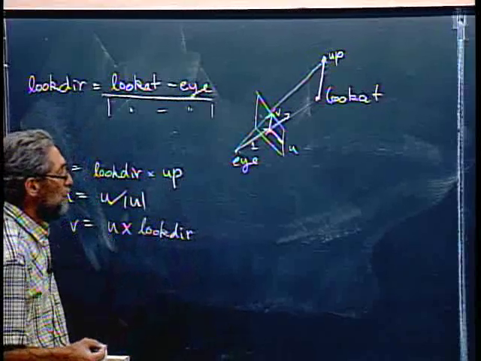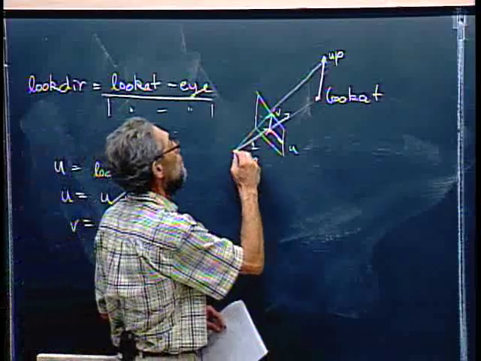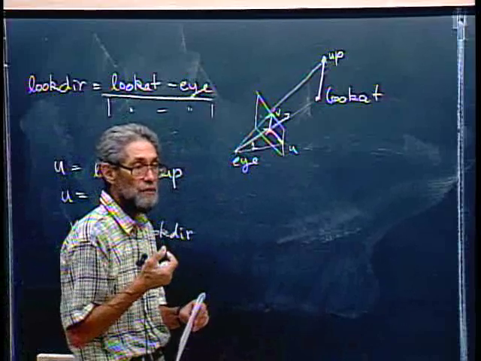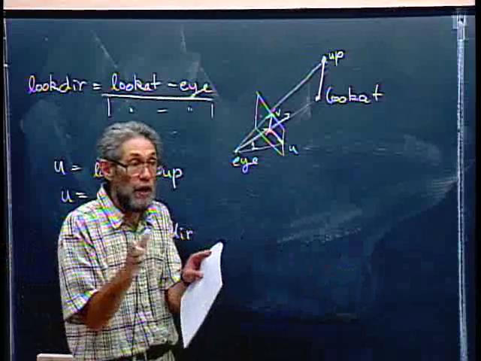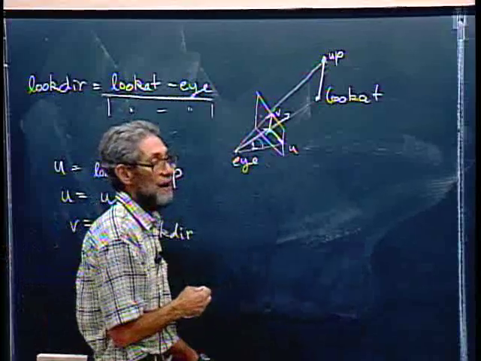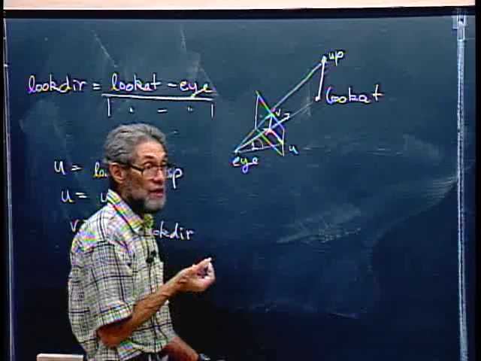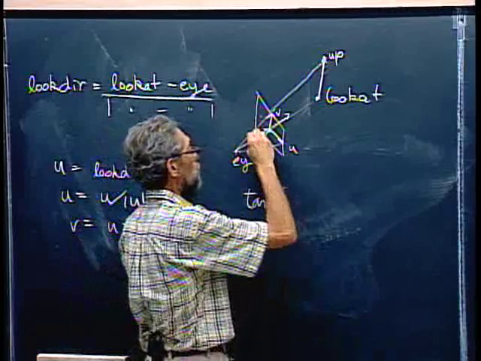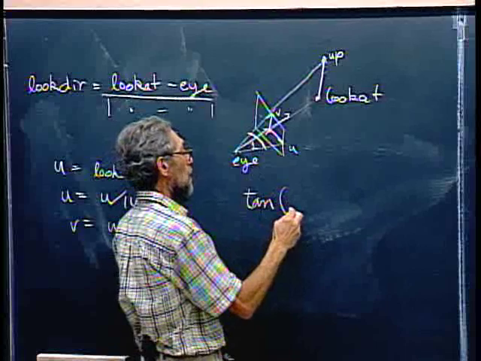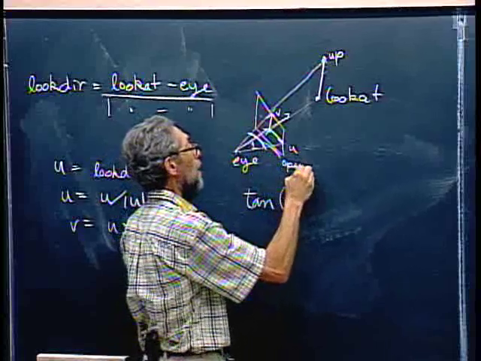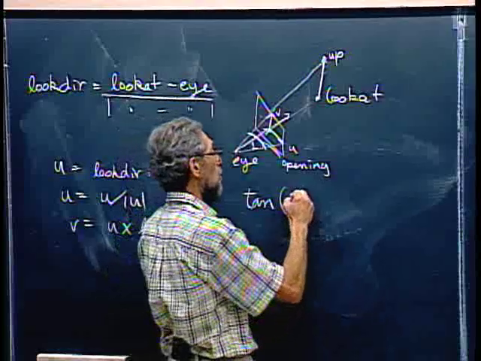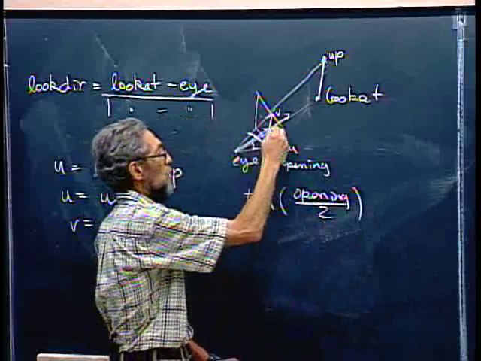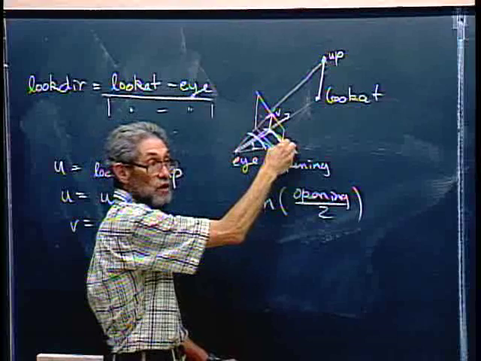Okay, so there's one other thing that the user specifies, and that is basically this angle. Because if you change the zoom of a lens, the focal length of a lens, you can look at a wide angle or a small angle. So what you want to do is specify this angle, usually the whole opening angle, and then compute the tangent of opening over 2, which is basically from the center of the screen to the right side of the screen.